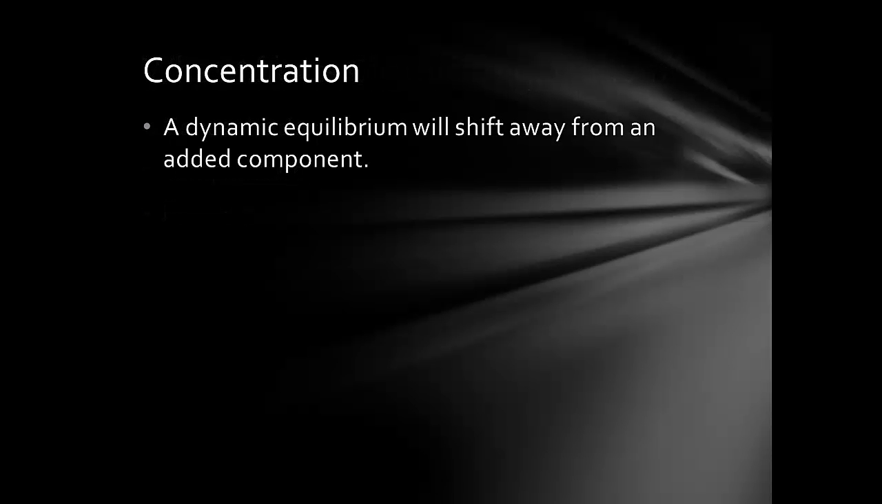Here's how concentration can affect equilibrium. When a component is added to one side of an equilibrium, the equilibrium will shift away from the added component. This works in a similar way when the component is removed. Equilibrium will shift towards the side in which the component was removed to regain balance.